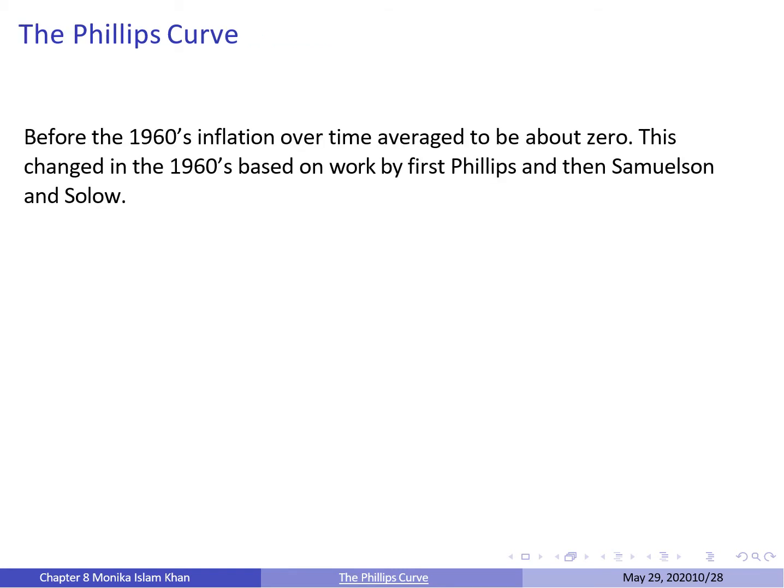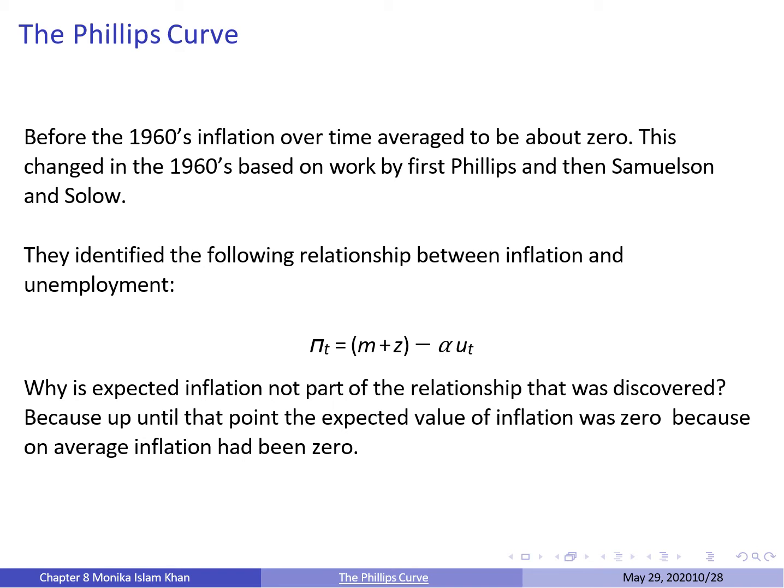Before the 1960s, inflation over time averaged to be about zero. This changed in the 1960s based on work by first Phillips and then Samuelson and Solow. They identified the following relationship between inflation and unemployment, where the inflation rate at time t equals m plus z minus alpha times unemployment at time t.